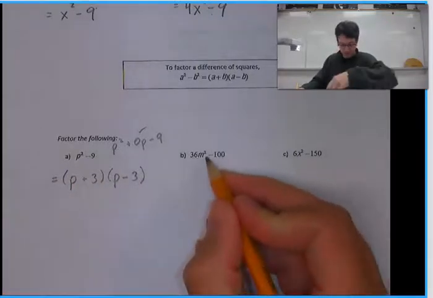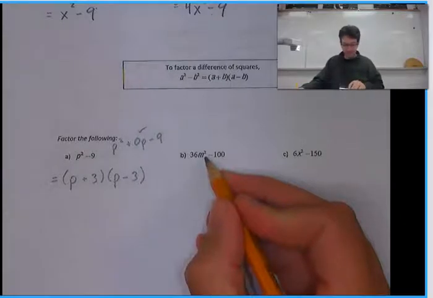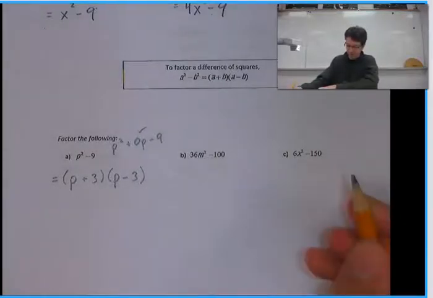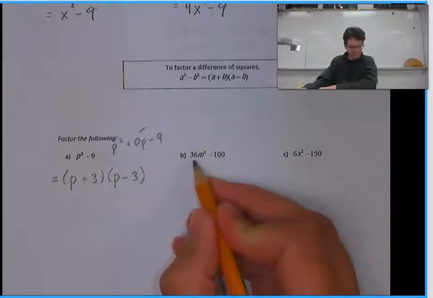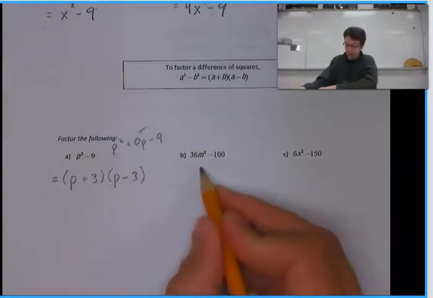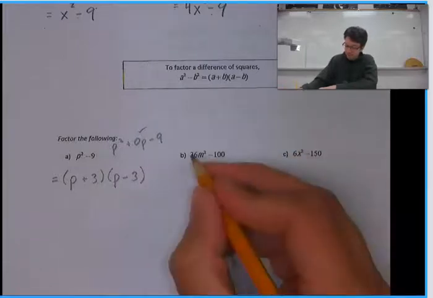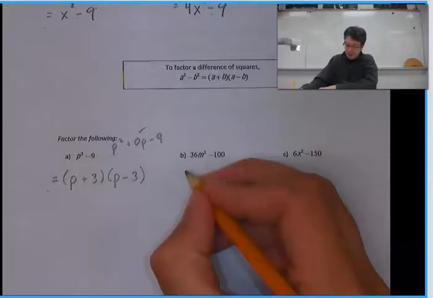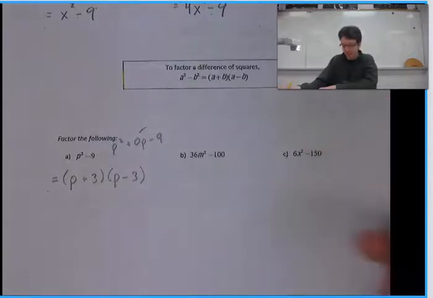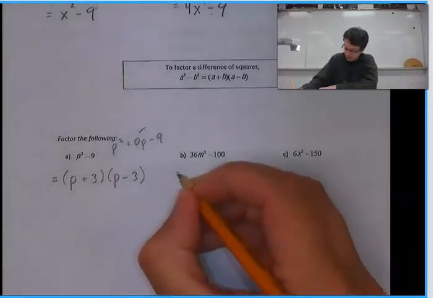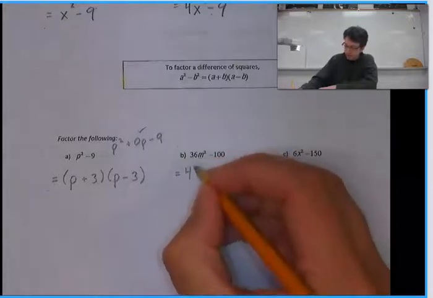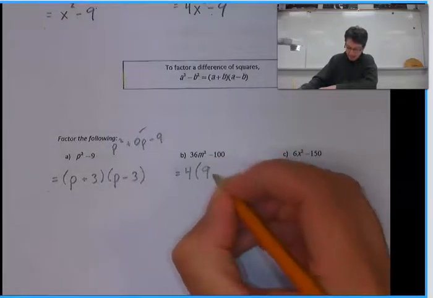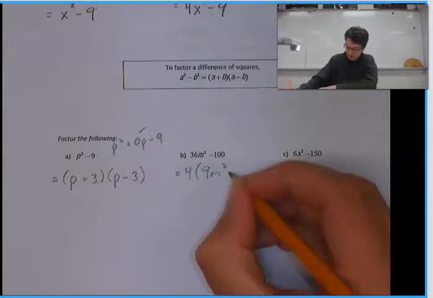Now with this one, at first glance, you might think, is this a difference of squares? Well, 36, yeah, it could be. And 10, it could be. But to make things a little easier, remember what I always said, check to see if there's a common factor first. And in this case, there is a common factor, 4. So we can pull out a 4. Right, 4 goes into 36 9 times, and 4 goes into 125 times.